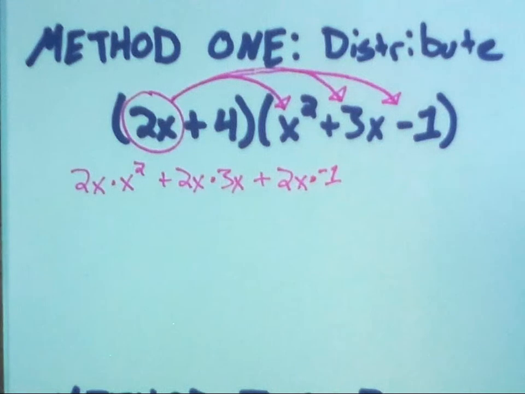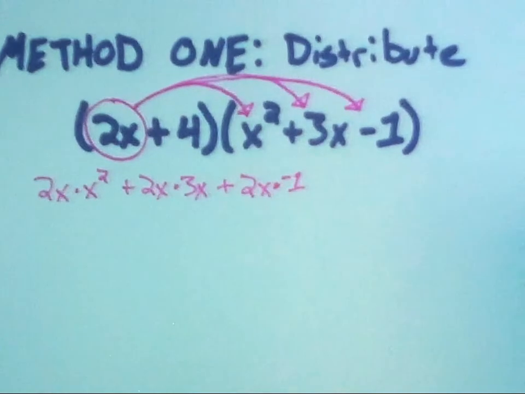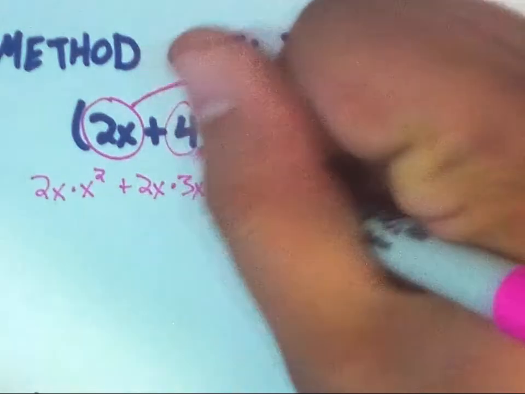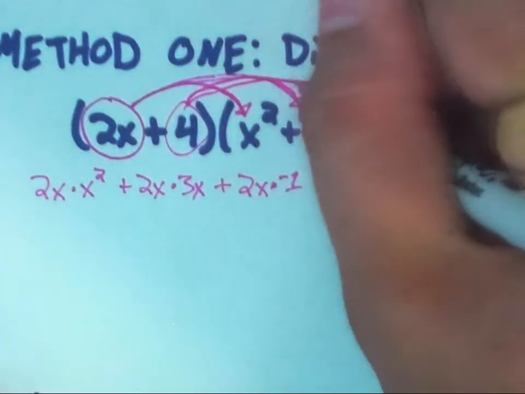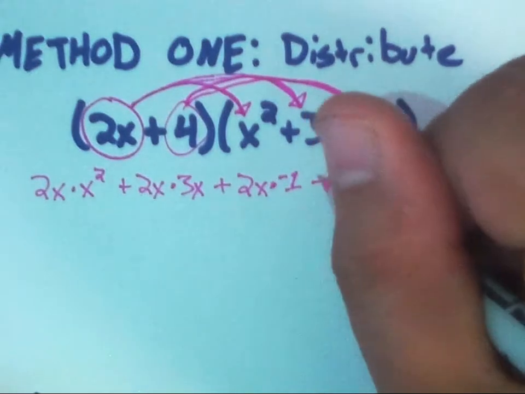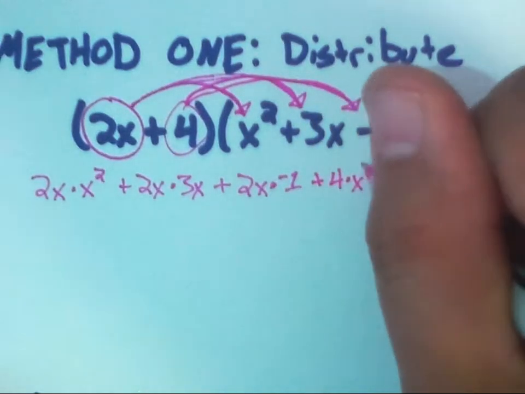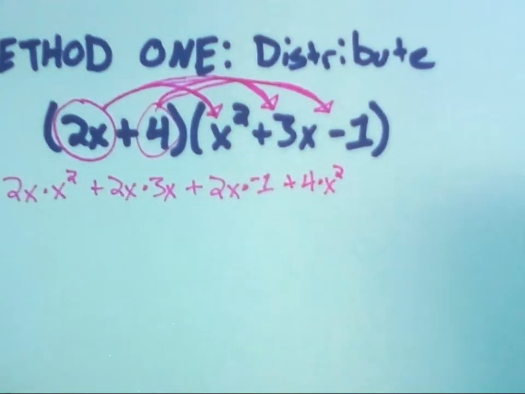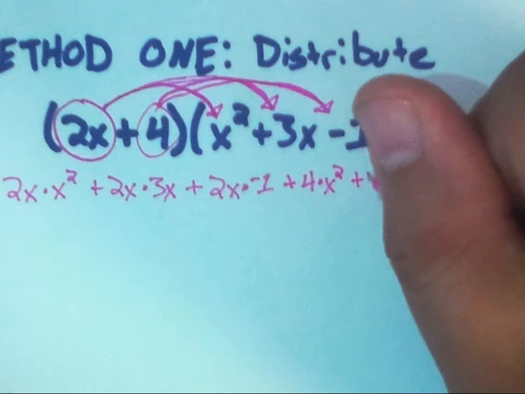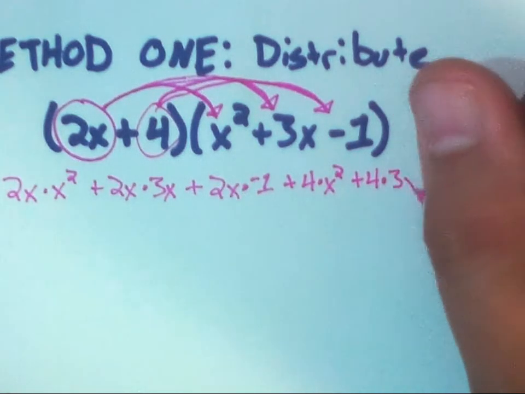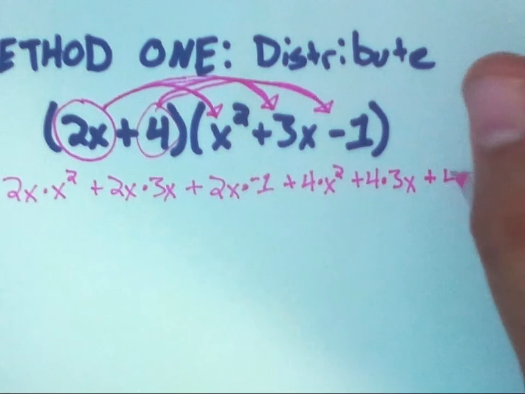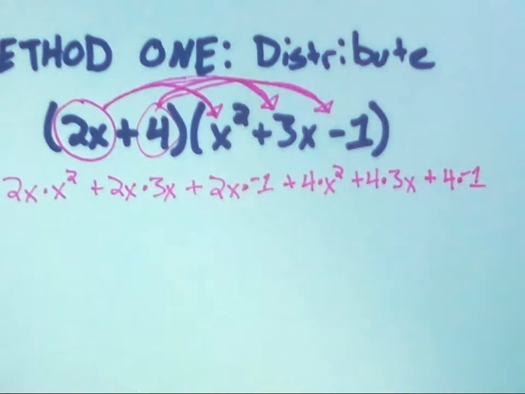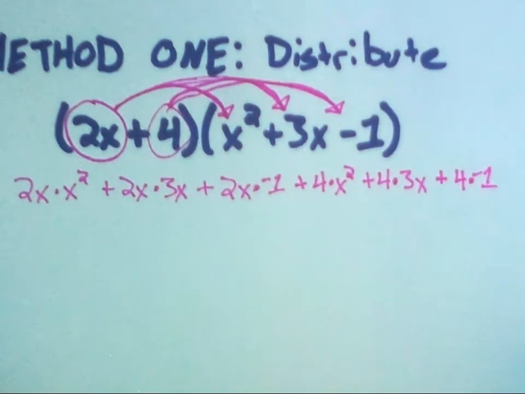But we didn't distribute everything. That's just the first term. So then next we're going to go ahead and distribute the 4. And we're going to do it to the same thing. So we're going to distribute 4 times x squared. Then we're going to go ahead and do 4 times 3x. And we're going to have to tack this on at the end here. 4 times negative 1. Now all you do is you go back and clean everything up.